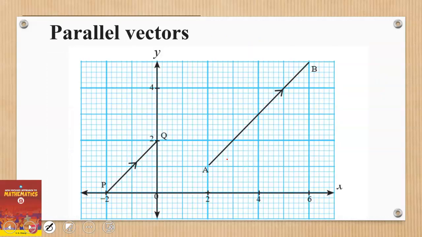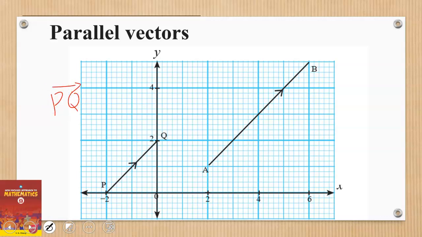Good. Now let's take another example under this. Look at this one too. Here we have vector PQ and vector AB. Let's see whether they are parallel. Diagrammatically, you can see they are parallel. But algebraically, can we still say they are parallel? Let's figure out the vector PQ.